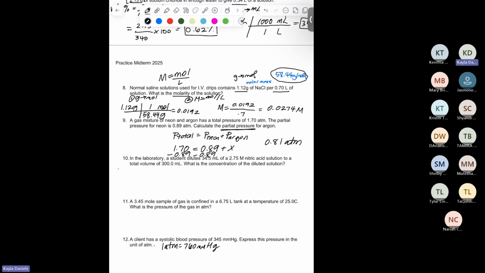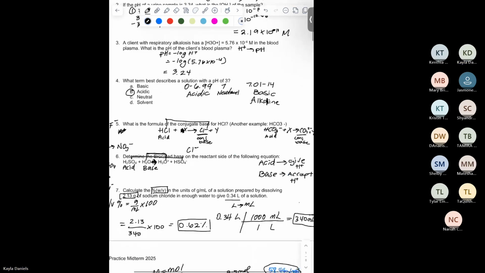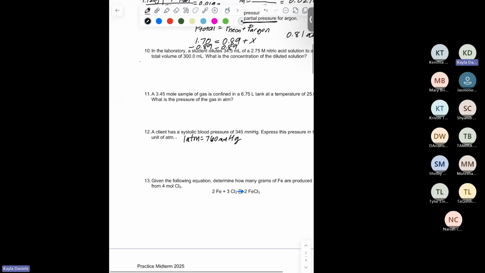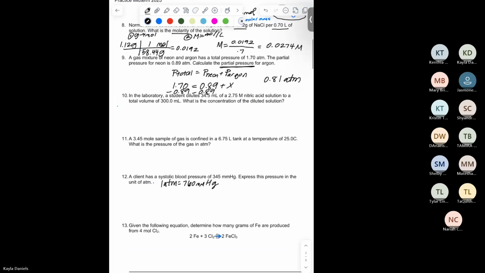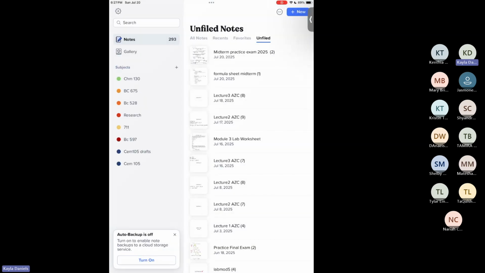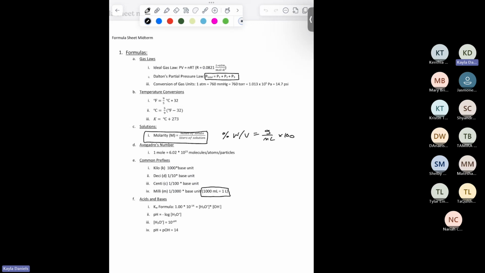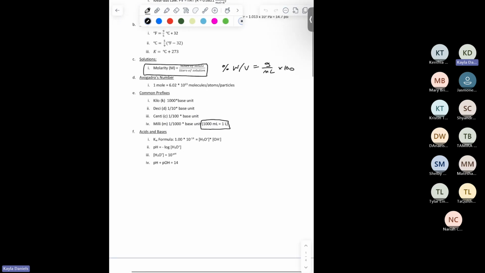Number 10. All right, so I see a lot of numbers, but I see the word diluted twice. So I know that this is the dilution equation. The dilution equation came from lecture 3. Actually, all this stuff came from the last lecture. So the dilution equation, we'll go back to our reference sheet, show you where I'm getting all this.